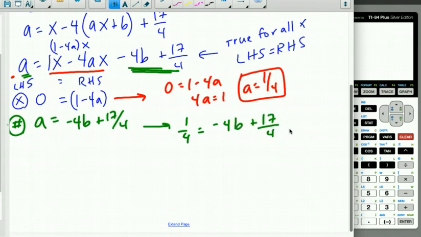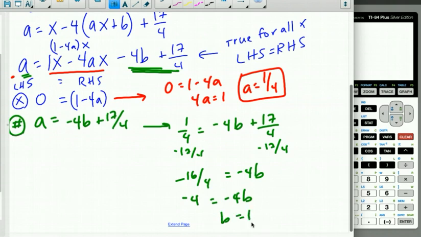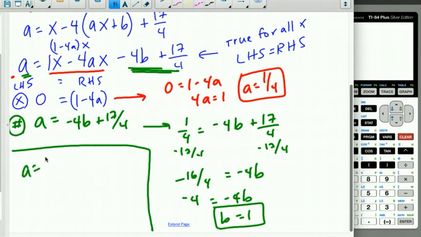But when we solve, we subtract the 17/4 over, and I'm going to get that this is a negative 16/4 equals negative 4b. Well, that's negative 4 equals negative 4b. B is 1. So the a and b that make this expression true: a is 1/4, b is 1. So essentially, the solution to this differential equation is y equals 1/4 x plus 1.